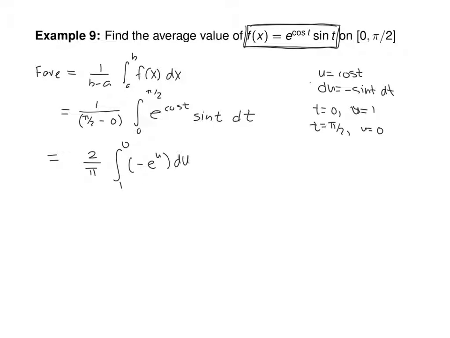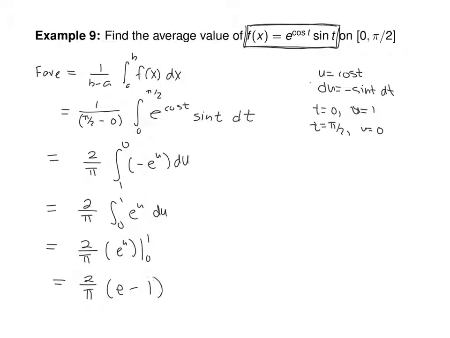I'm going to flip the bounds and negate the integral, which makes this positive again. And the antiderivative of e to the u is e to the u. And so our final answer is 2 over pi times e minus 1. So just be careful that you actually read the whole function.